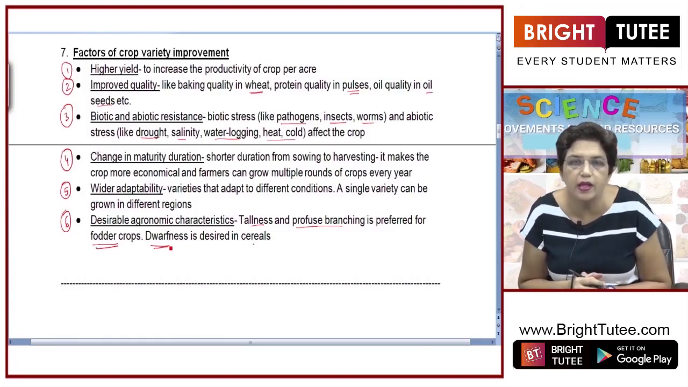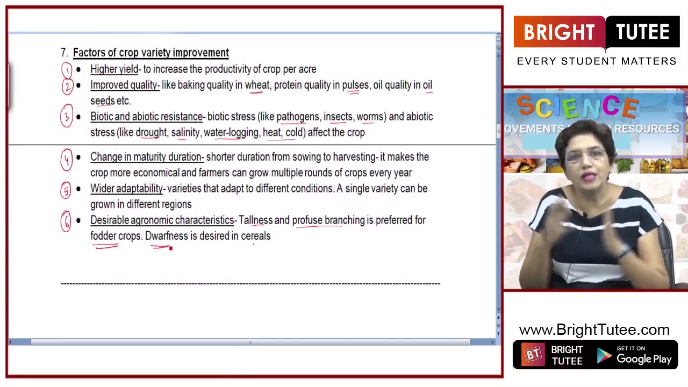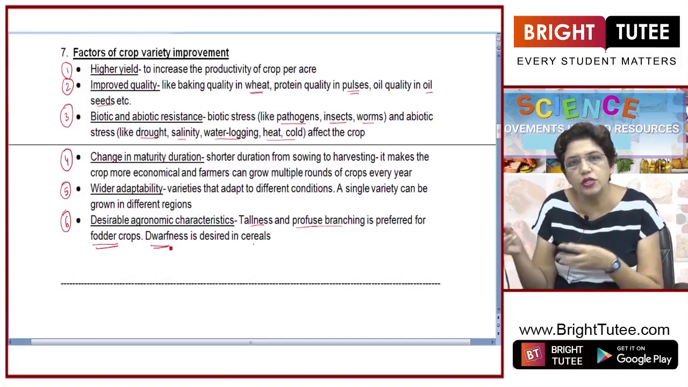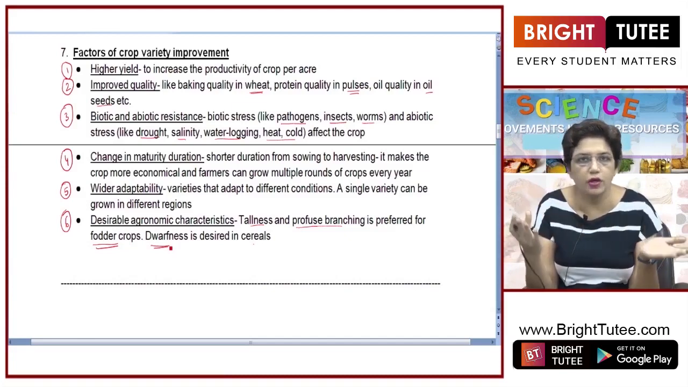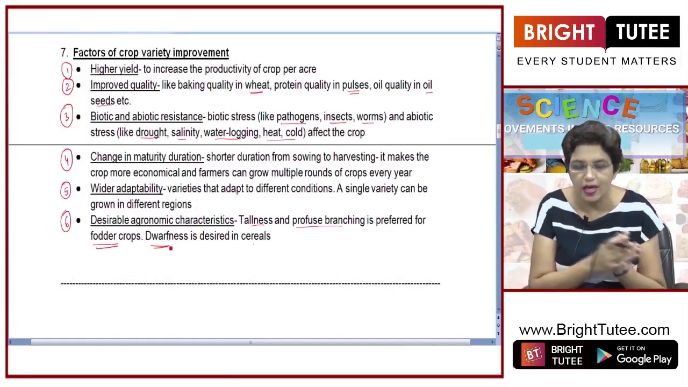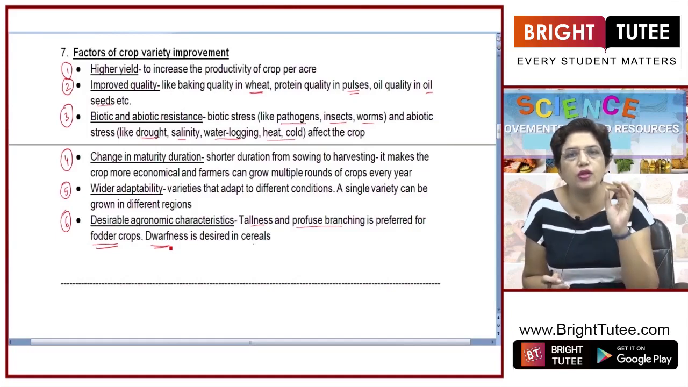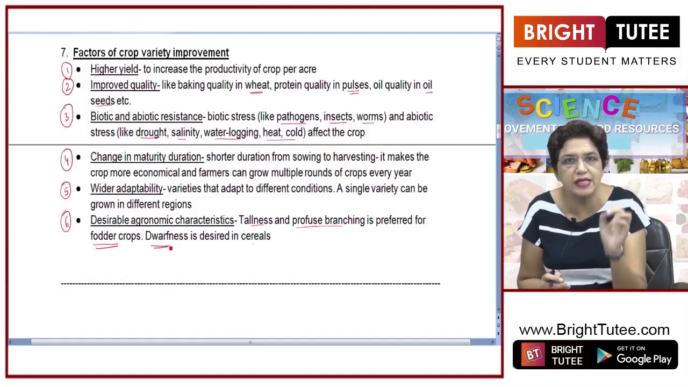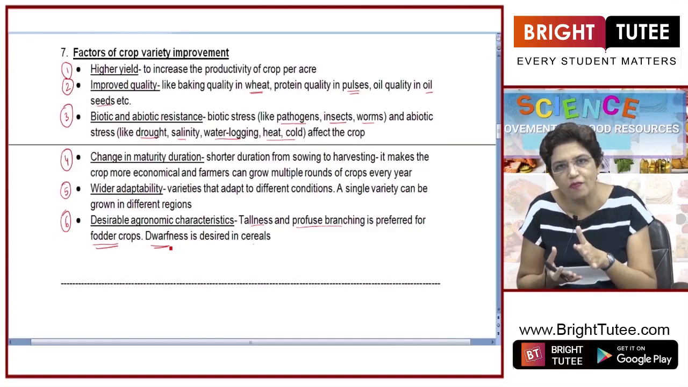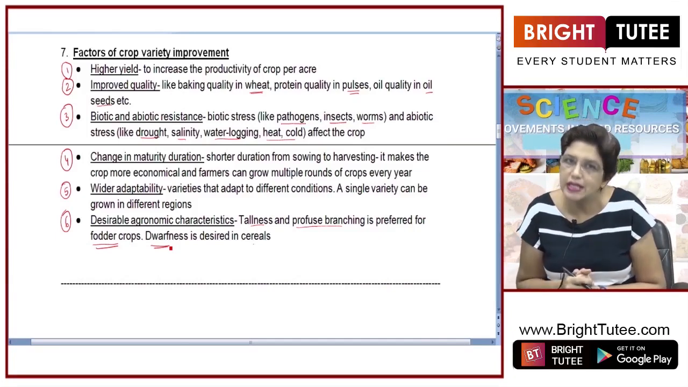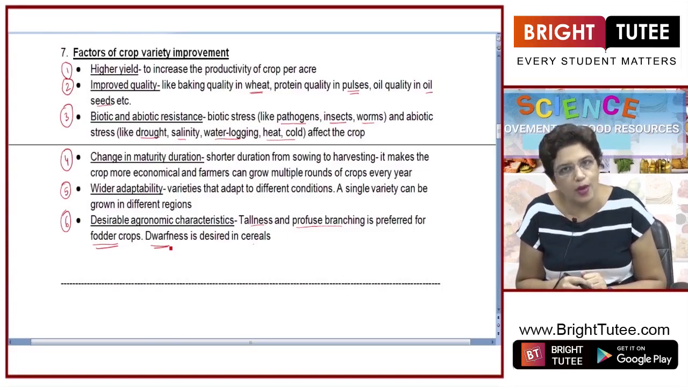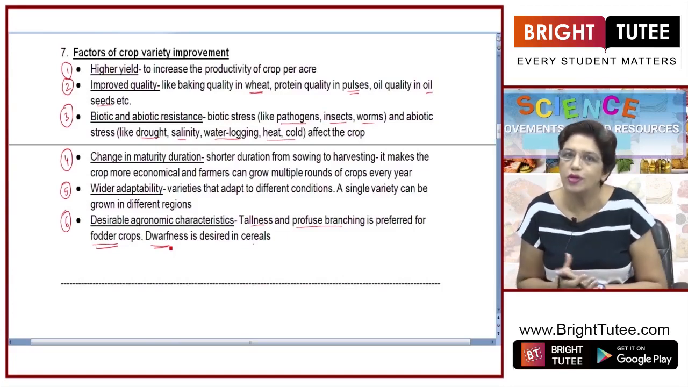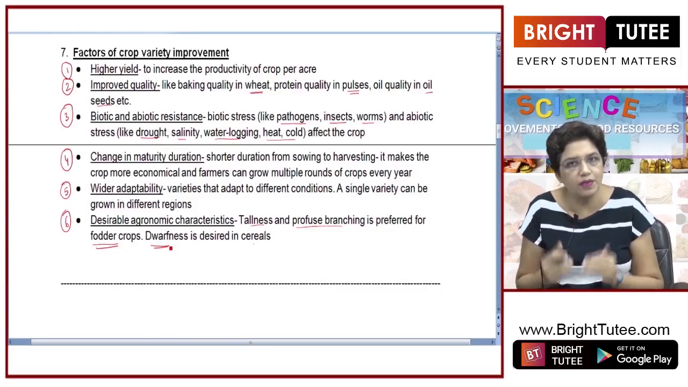Dwarfness is desirable because if the plant is tall, it unnecessarily utilizes the nutrients from the soil to produce more leaves or more branches which are not required. In cereal crops, we need only the seeds, like rice or wheat seeds. So we want dwarf plants but with more number of seeds. So agronomic characteristics also vary from crop to crop. All right, that's all from this topic.